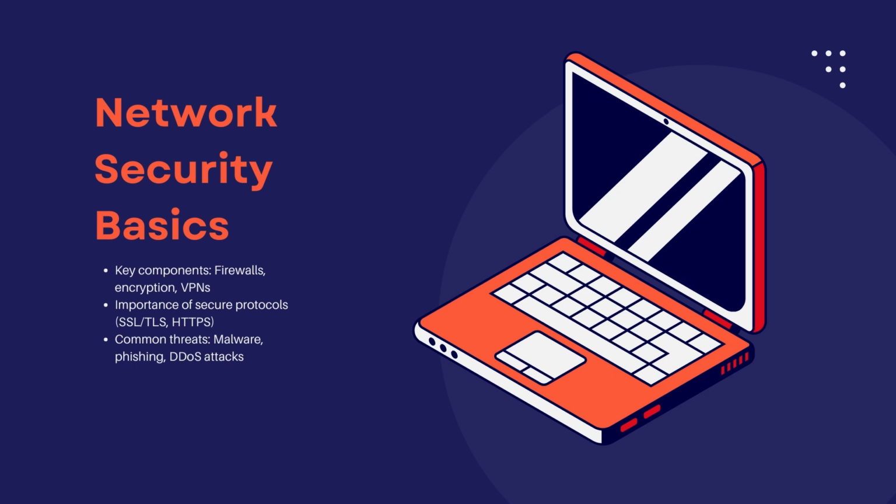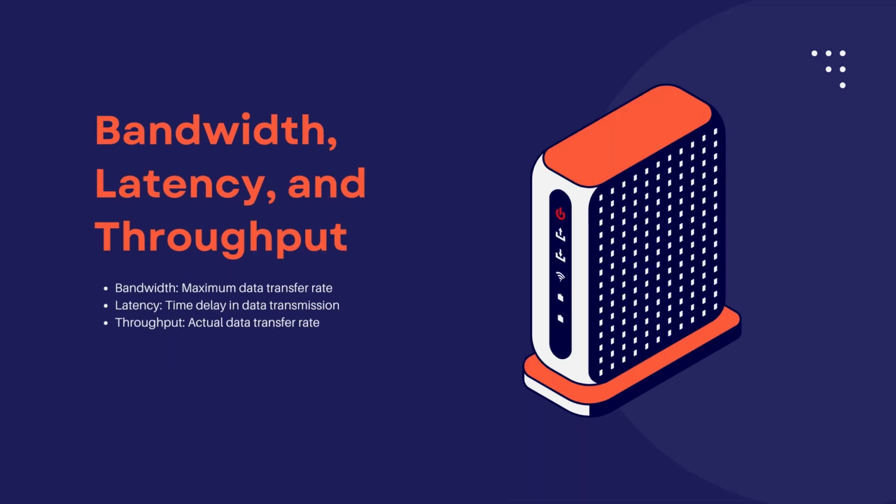Network security ensures the integrity, confidentiality, and availability of data. Firewalls block unauthorized access, while encryption secures data in transit. Secure protocols like HTTPS are essential for protecting online communication. However, threats like malware and phishing still are significant challenges.